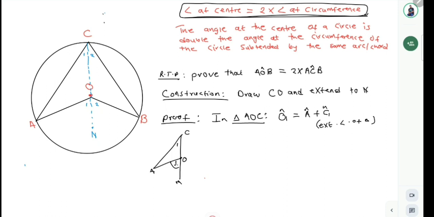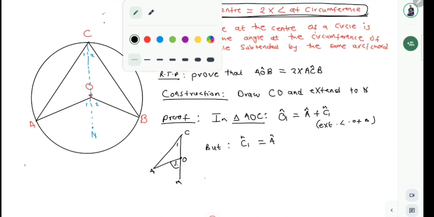Okay, but C1 is equal to this angle A. I hope you will agree with me here, boys and girls. Let me show you something here on this diagram in detail.